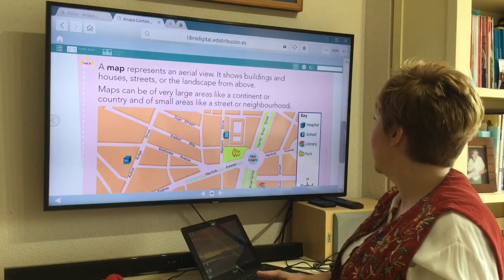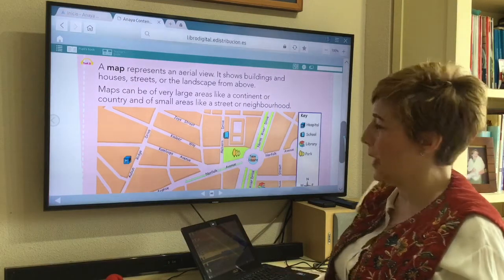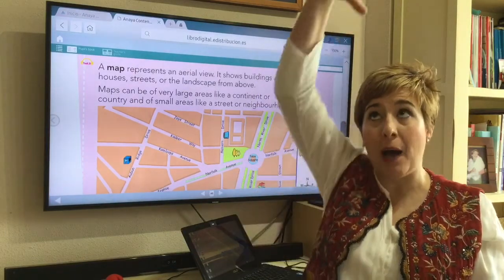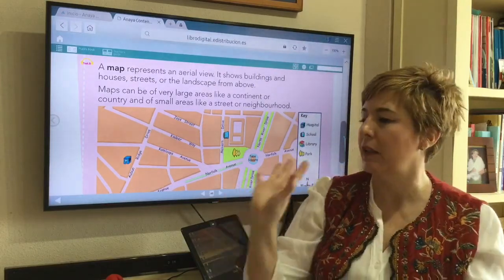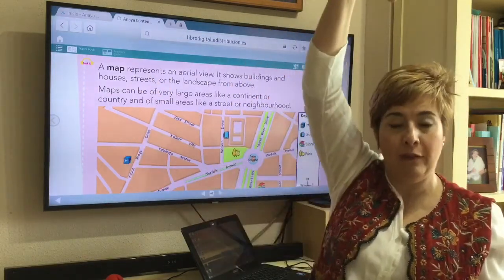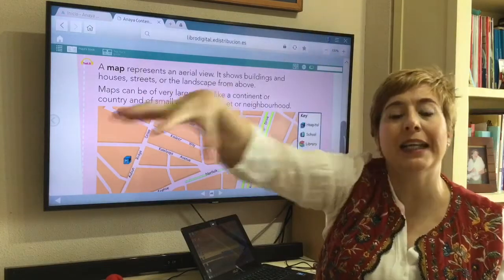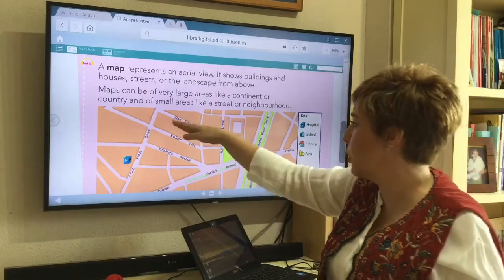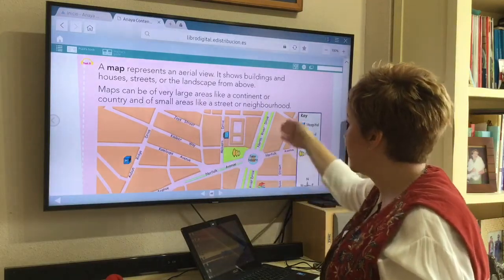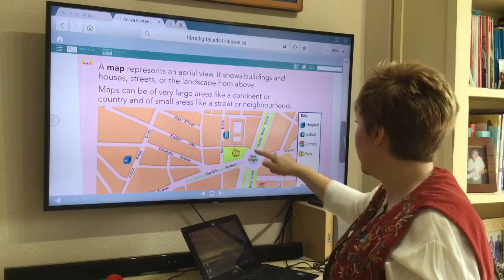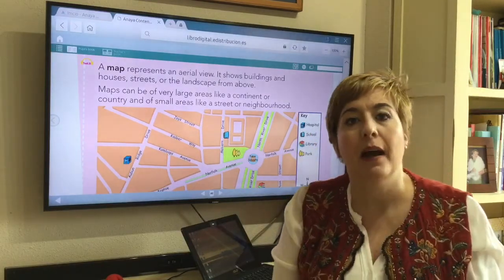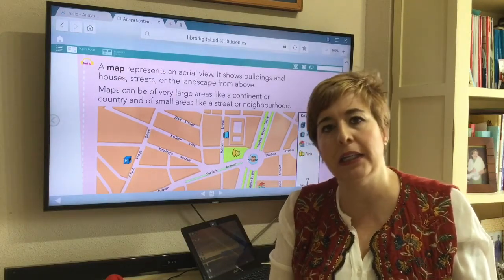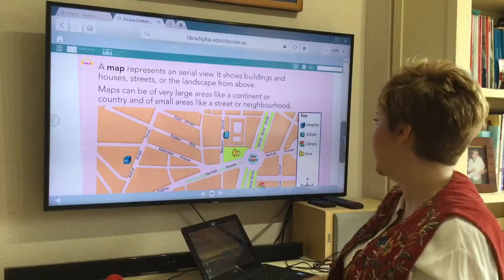This is a map. What is a map? A map is a representation from above. So not from here, like a photograph, no, from above, like with a drone, of an area. This would be a political map because it's going to show you streets, squares. This is a political map. And a physical map is going to show you rivers and valleys and oceans and mountains.